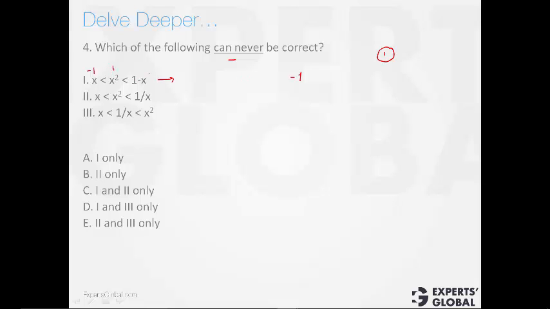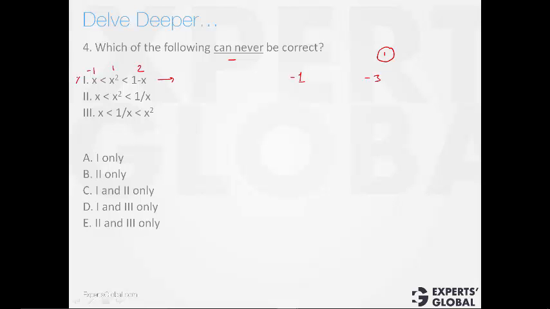So the trick in this question was to take a small negative value. If you had taken a -0.5 also, this would have worked. This would have been a -0.5, this would have been 0.25, and this would have been 1.5. However, if you had taken the example of a -3, this statement may have sounded not correct, because -3 square becomes a big number. So this can be true, and therefore this statement 1 should be eliminated.